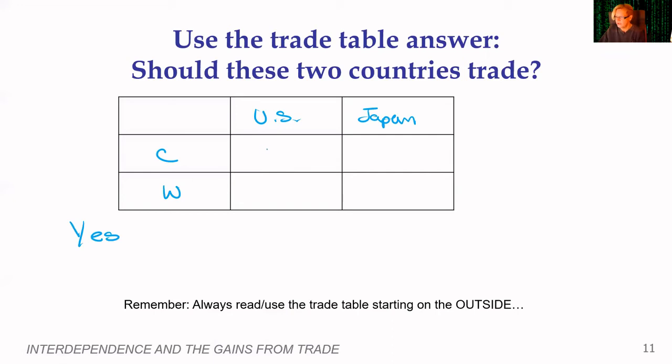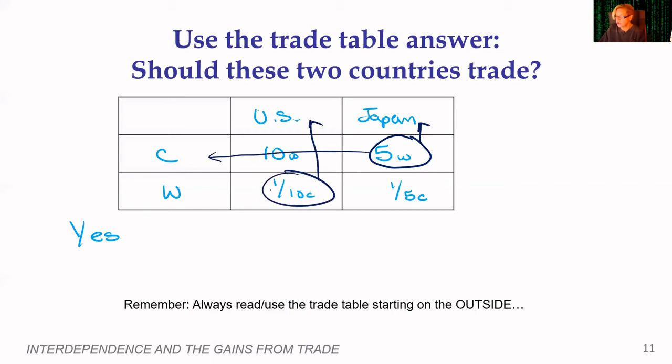Every time we produce one computer in the US, we give up 10 wheat, 1/10 of a computer. Every time we produce one computer in Japan, we give up 5 wheat, or 1/5 of a computer. Looking at this trade table, again, Japan, because it's the lowest number, is going to produce computers. The US is going to produce wheat. Okay. So yes, the two countries should trade. The reasoning is because each has a comparative advantage in the opposite good.